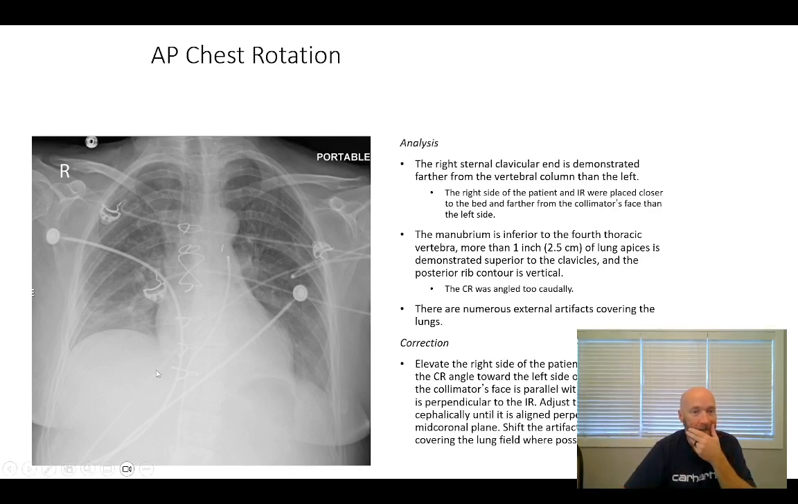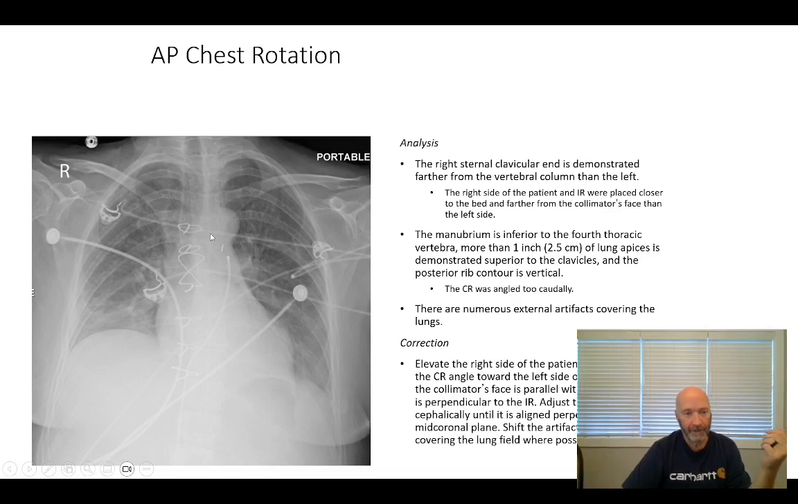Now, is all this worth repeating? Well, you've got a lot of stuff going on here. The center of your central ray is not centered up with the patient in the middle of the image receptor. You've got a little bit of rotation. You've got a little bit of a caudal angulation on your central ray. But take a look at what's going on with this patient.